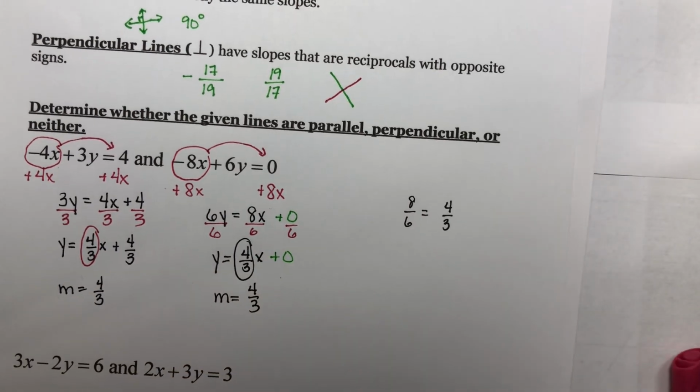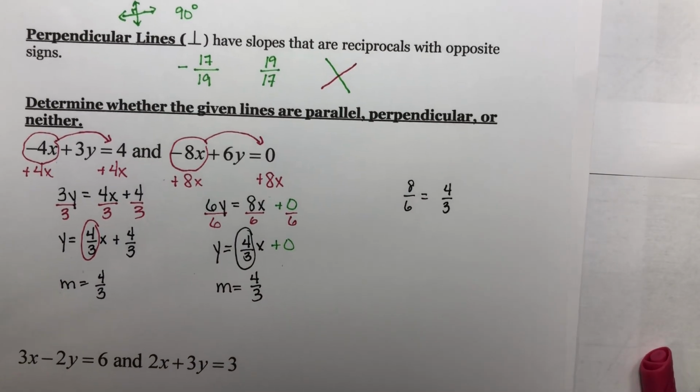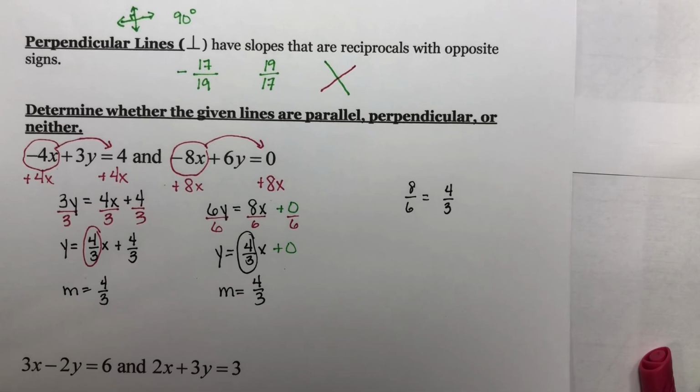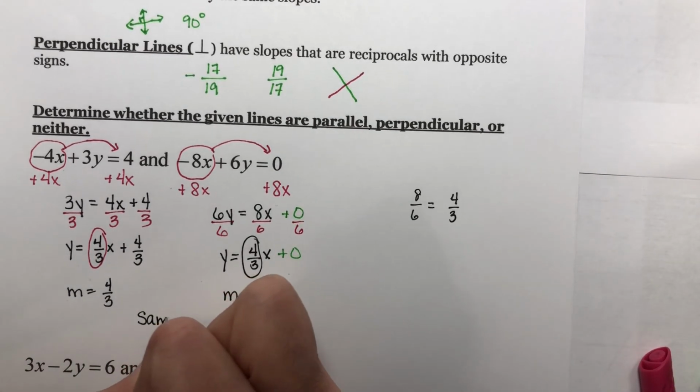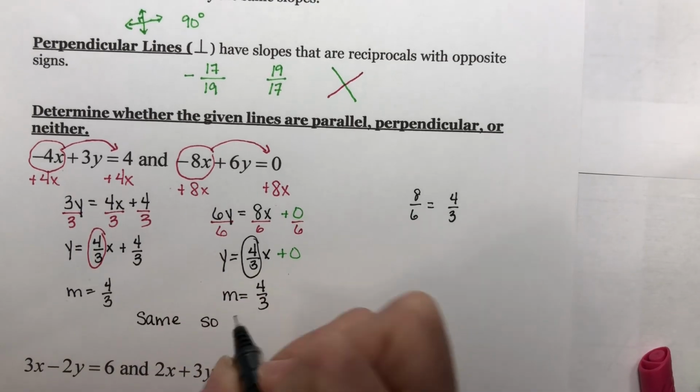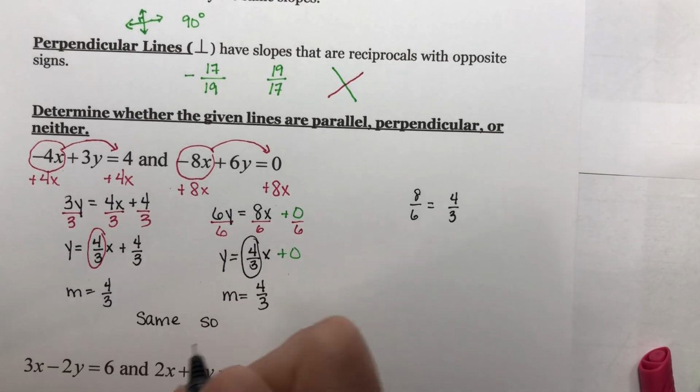Okay, so we've calculated both slopes. Now we look at them and try to figure out what it is we have. These two slopes are the same. So these two lines are parallel.